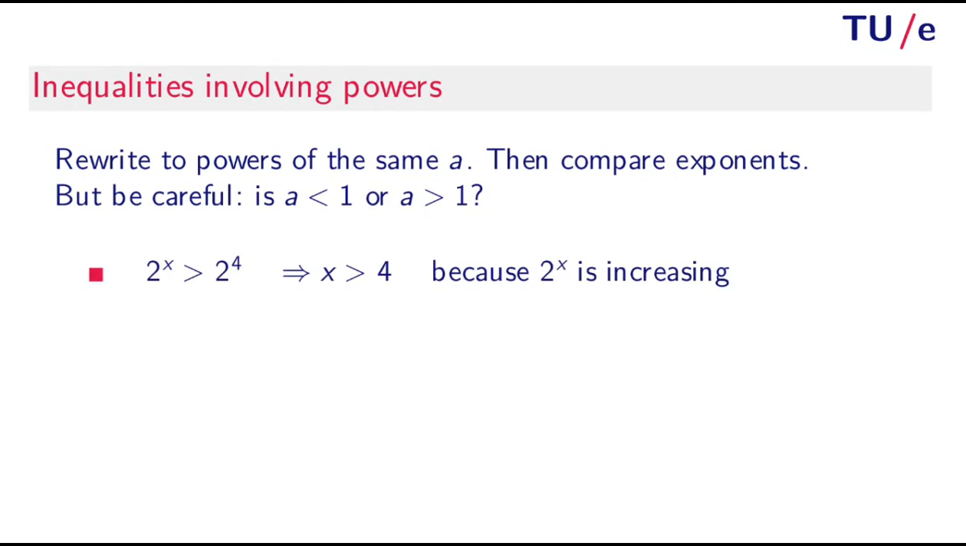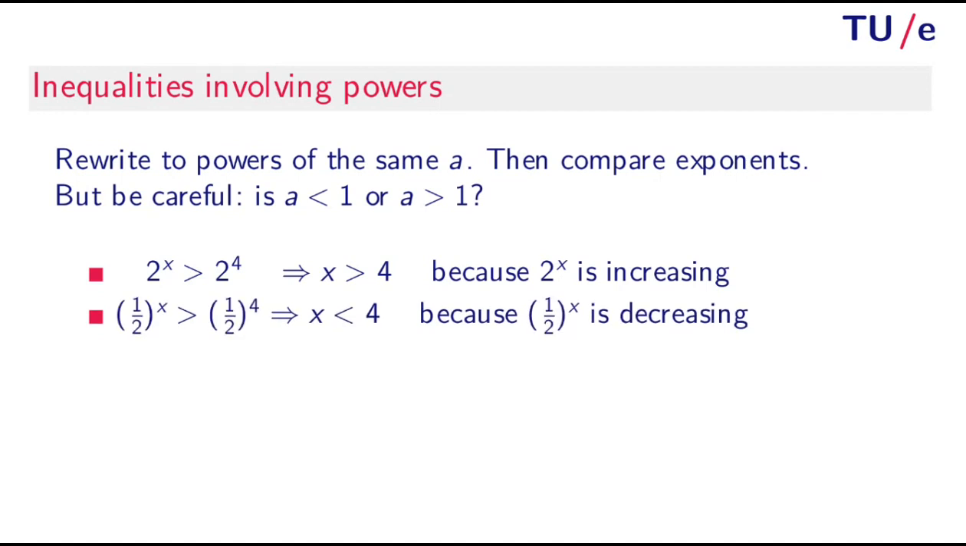So here is an example. If 2 to the x is bigger than 2 to the 4, then x has to be bigger than 4, because 2 to the power x is increasing. But if we have a half to the power x is bigger than a half to the power 4, then x has to be less than 4, because 1 half to the power x is decreasing.